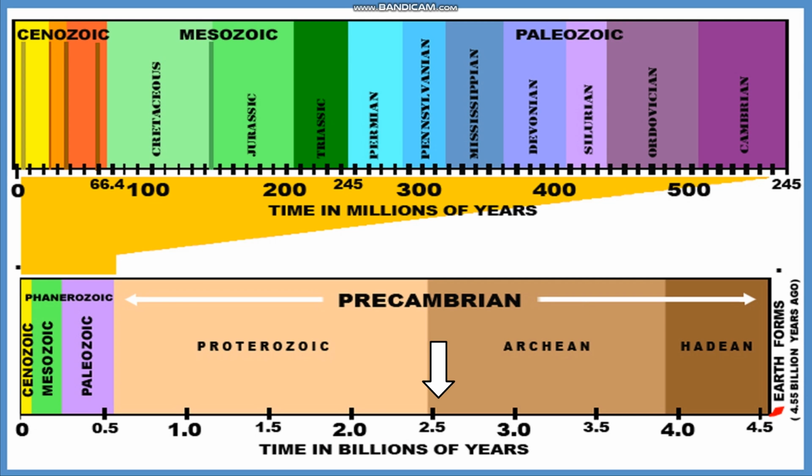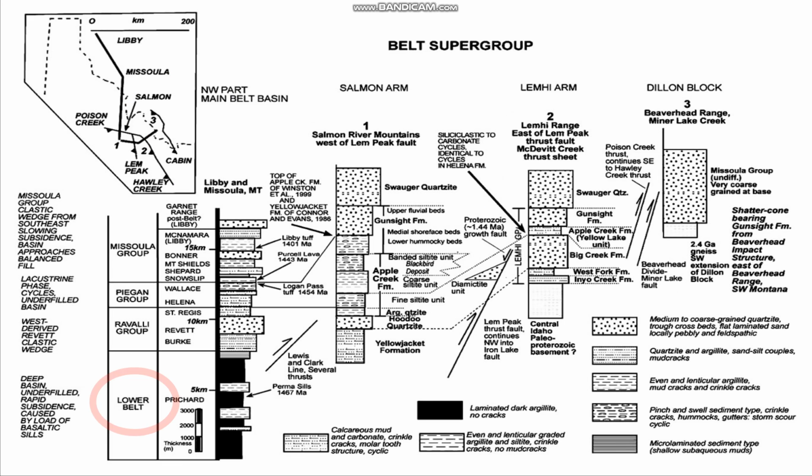The belt series formed in the Precambrian eon, specifically the end of the Archean era, which is around 2.5 billion years old. Within the history of the belt are various rock types, sediment types, erosional features, and faulting. The history is split into four major groups: the lower belt as the oldest, the Ravalli group, the Piegan group, and the Mazzola group as the youngest.